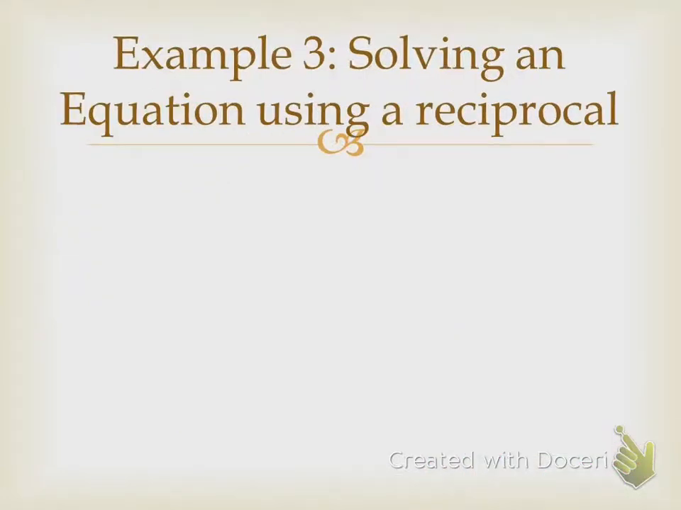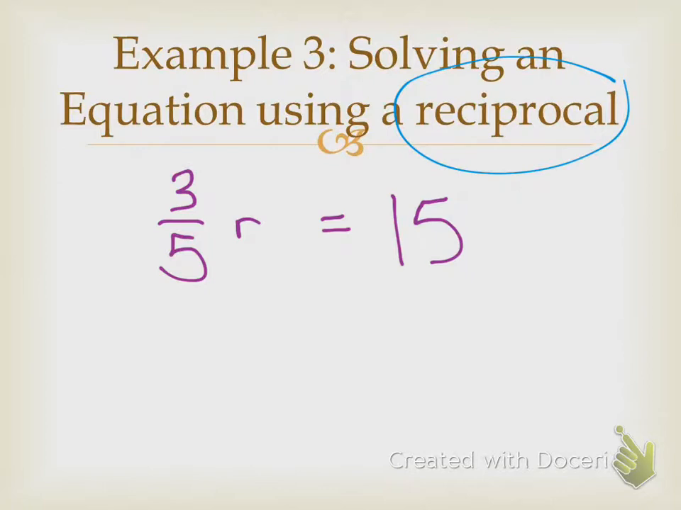Now remember, the key here is reciprocal, okay? So if I have 3/5 r equals 15, my goal here is still to get r by itself, okay? I want to get r by itself. So how do I get r by itself? Well, how do I get 3/5 to cancel out? How do you think? Here's my key word way up here. What do I need to do? I need to multiply by the reciprocal. So what's the reciprocal of 3/5? 5 over 3. Now, that all cancels and I have r by itself, which was my goal.